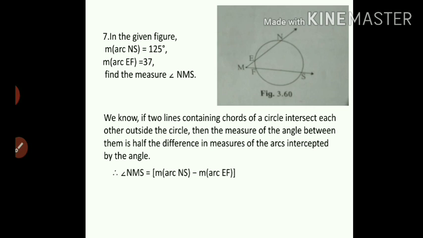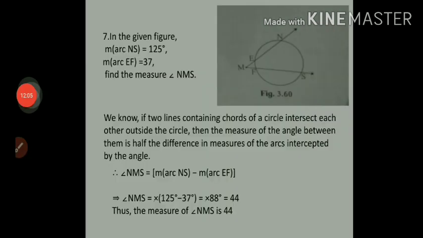So what we get, see, angle NMS will be exactly half of the arc NS minus arc EF. Now there is a technical issue, students, so the half, that is equation 1/2, is not seen here. So angle NMS will be exactly half of 125 minus 37, that is half of 88, which will be 44 degrees.